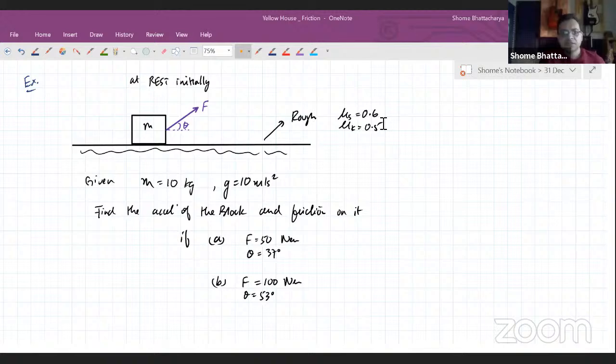So please send me the answer for the acceleration and the frictional force for both the parts.